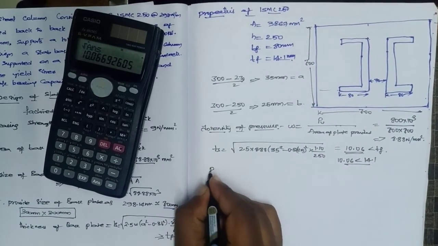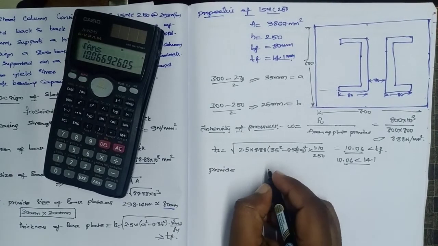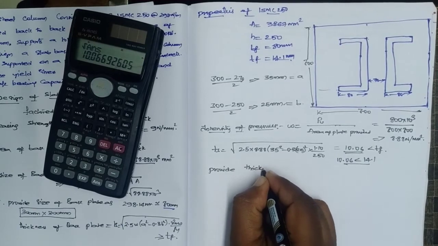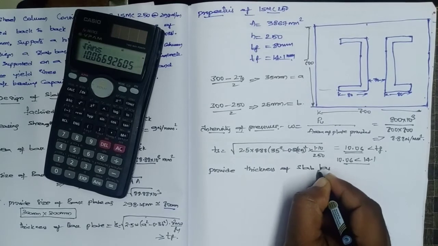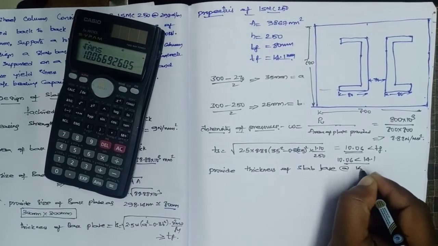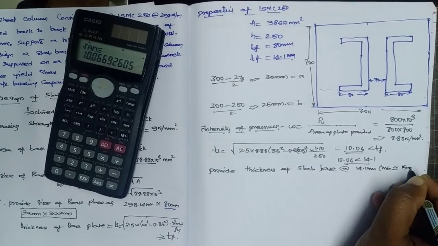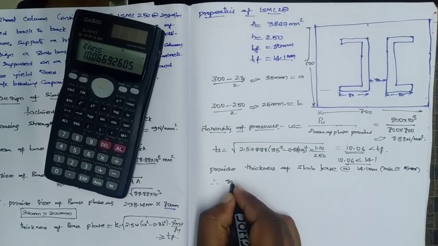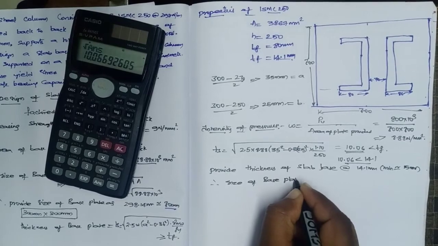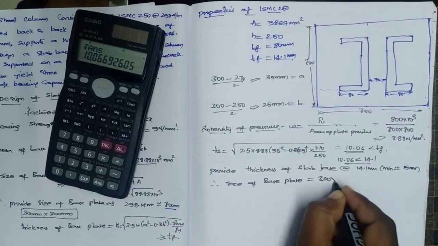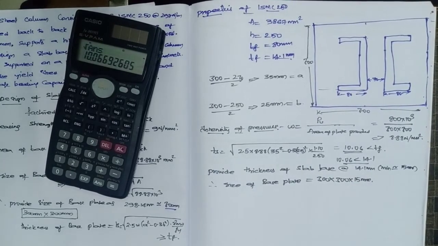So provide thickness of slab base as 14.1 mm minimum. Say we'll go for 15 mm. Therefore size of base plate is equal to 300 by 300 by 15 mm.